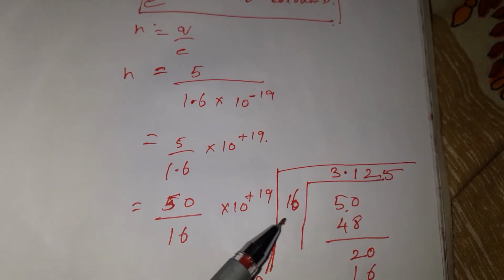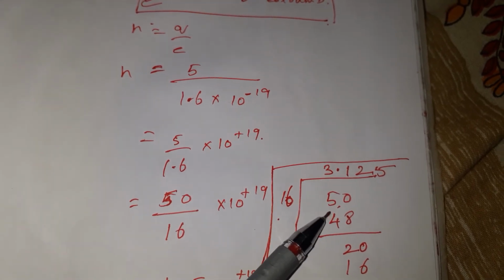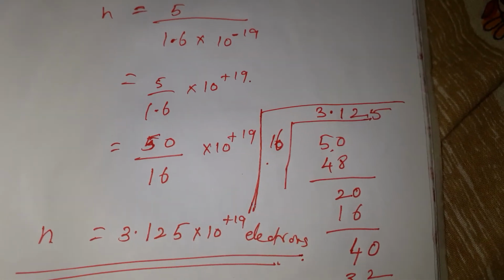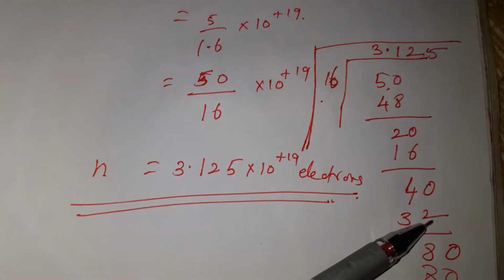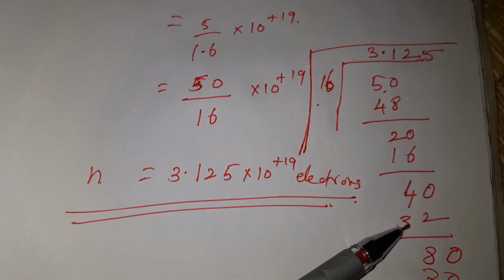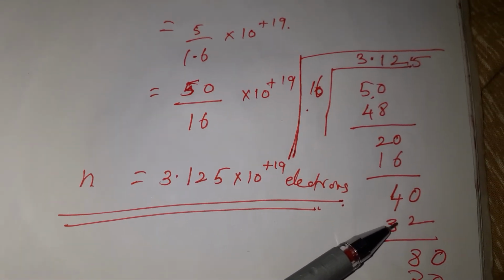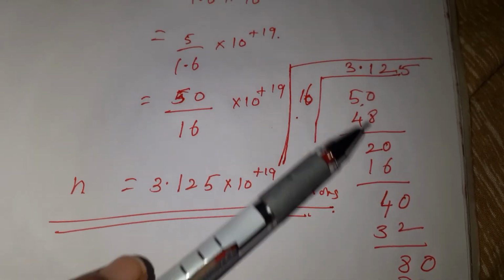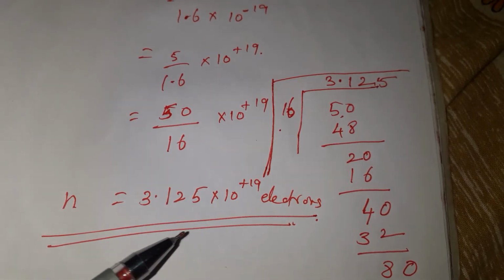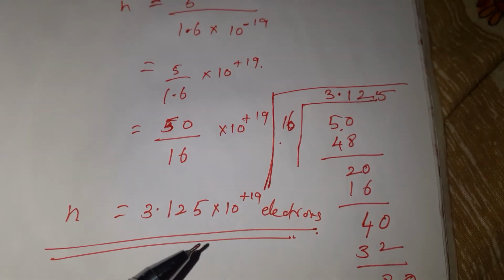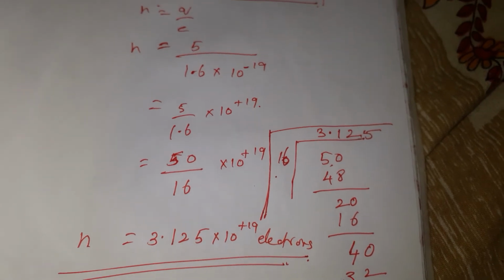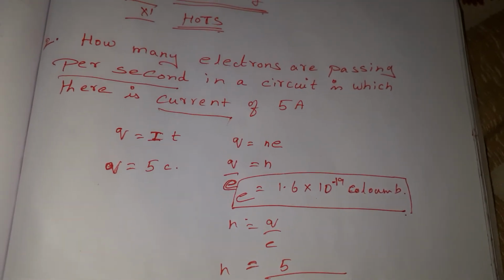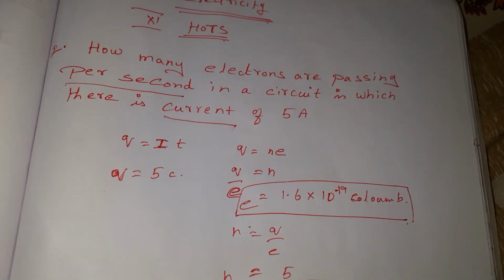Divide 50 by 16. 3 times 16 is 48, remaining 2. 2 times 16, remaining 4. Again 2 times 16 is 32, remaining 8. 5 times 16 is 80. So your answer is 3.125 into 10 power 19 electrons. This is your answer. Up to this, the hot questions of lesson 3 are completed.